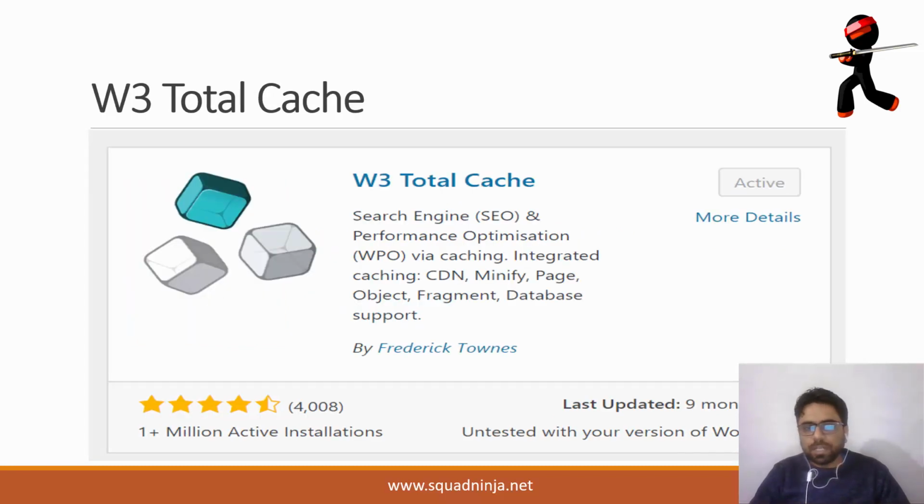The next essential kind of plugin is W3 Total Cache. See, for handling all your cache needs and for the faster loading of your pages, W3 Total Cache is the most popular plugin. It has 1+ million active installations, and you can optimize everything with this W3 Total Cache. So you can install this and do the settings as per your requirement.